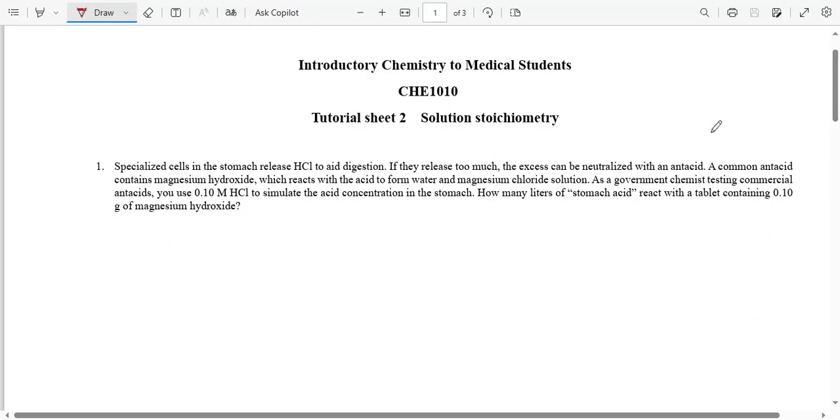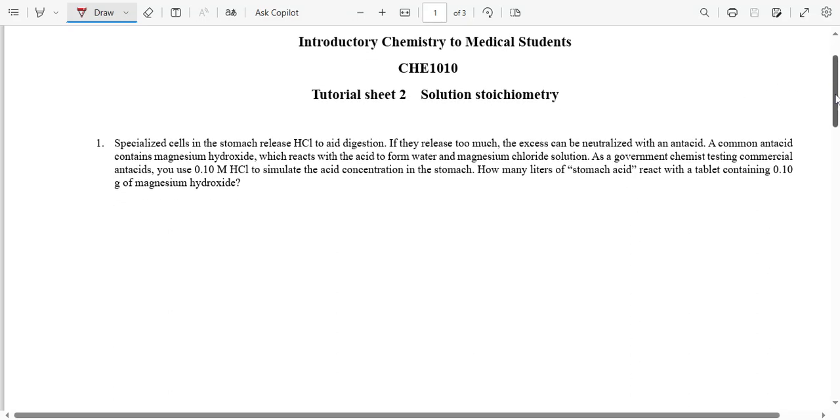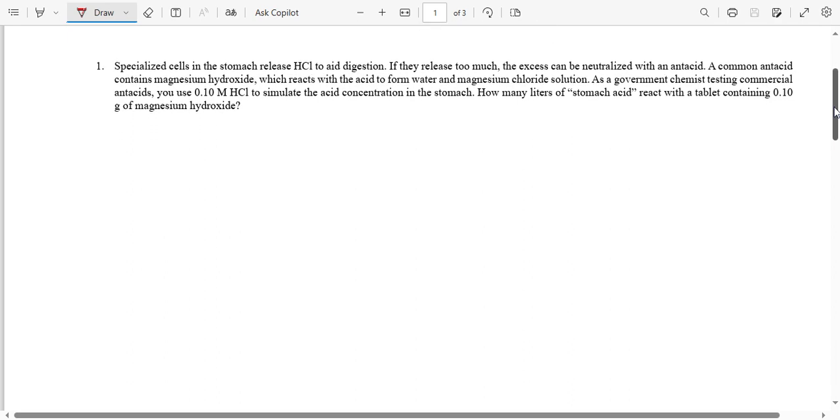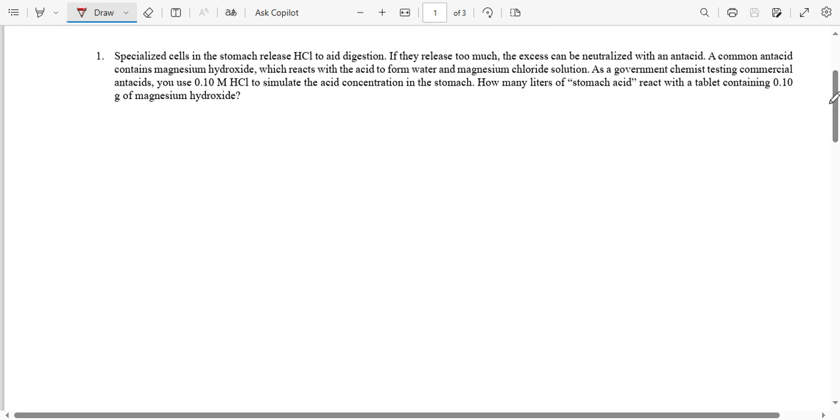Okay, chemistry 1010, sheet 2, 2024. Specialized cells in the stomach release hydrochloric acid to aid digestion. These cells, we call them parietal cells in the stomach. If they release too much, the excess can be neutralized with an antacid. A common antacid contains magnesium hydroxide, which reacts with the acid to form water and magnesium chloride solution.